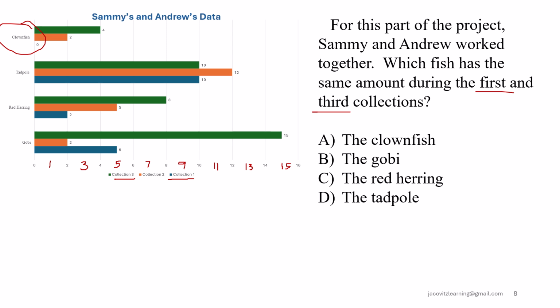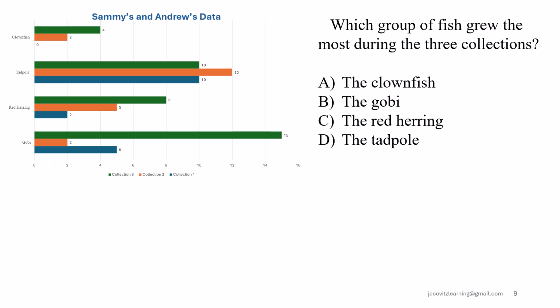For the tadpole, you have your third collection here, first collection here, they're both 10. Okay, here it's 8, 5, and 2. Here it's 15, 2, and 5. So now your answer is going to be right here in front of you. So it's D, the tadpole. Just look at what's going on and don't make these harder than what they are.